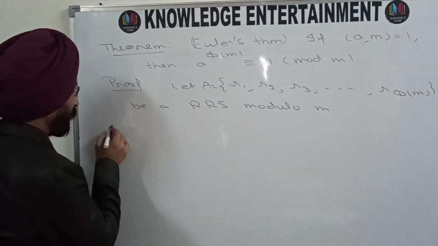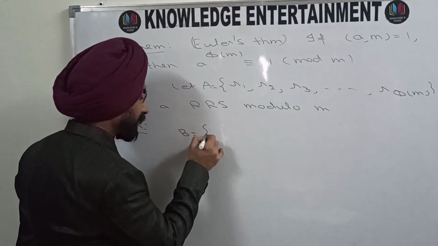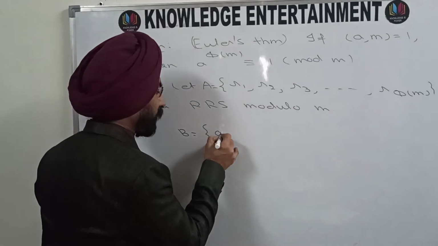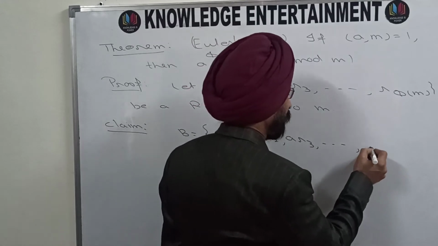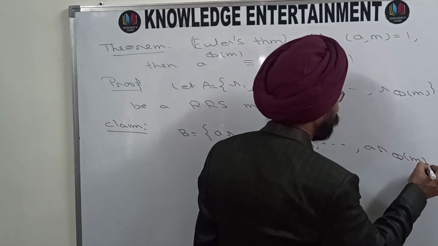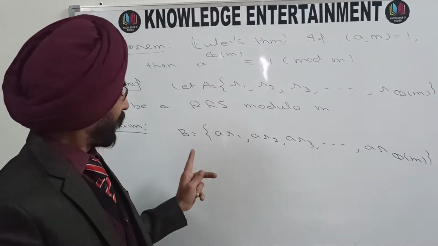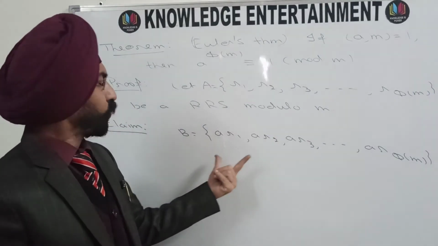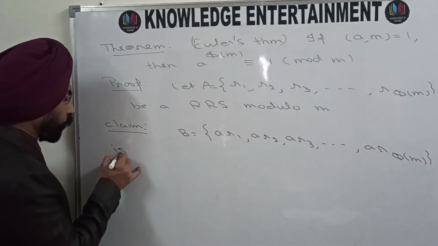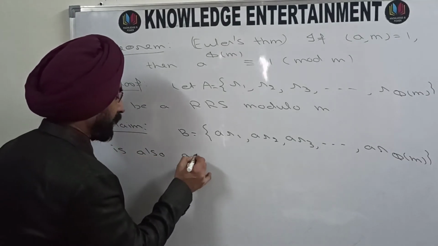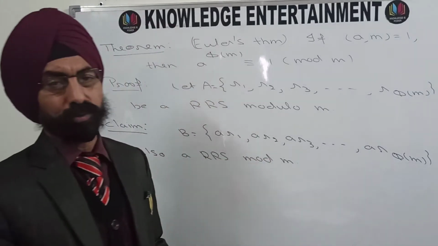Now we claim that this set B, consisting of the members a r1, a r2, a r3 and so on up to a r phi(m), that means I have multiplied each member of the set A, this capital A, by small a, and constructed the new set, namely B, is also a reduced residue system modulo m. That I am going to prove.